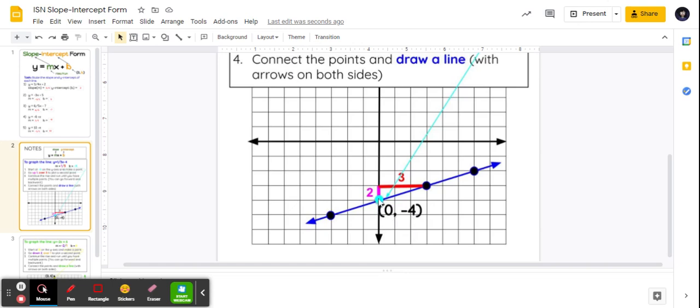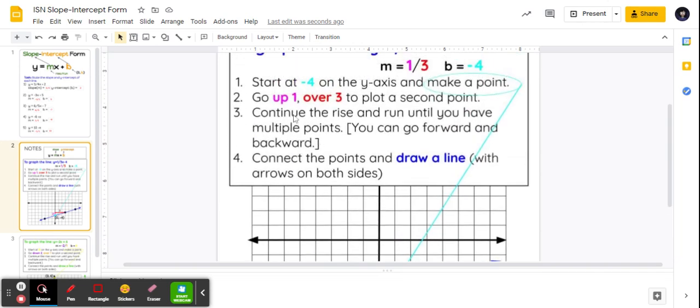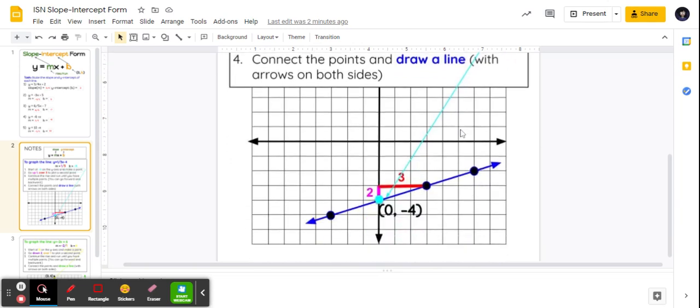Now I've done this example for you, but essentially this is what we would do next. We look at our slope, and our slope tells us 1 over 3. So it's a rise of 1 and a run of 3. So I'm going to go up 1 over 3, and I'm going to plot a second point. From here, I'm going to go up 1. Oh, this is 2. I'm going to go up 1 and over 3. There we go. Up 1 and over 3. You're going to make a second point here. And then you're going to go up 1 and over 3 again and make another point here.